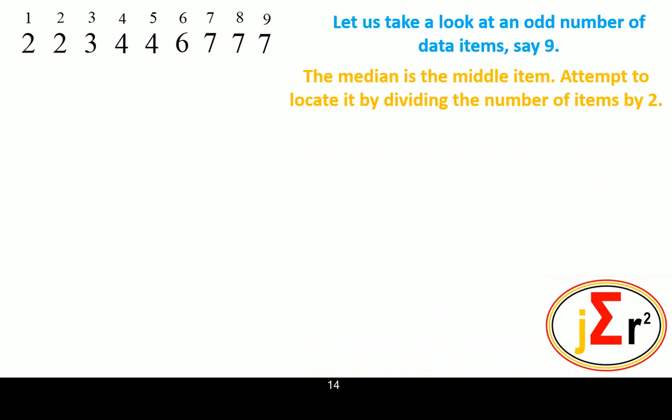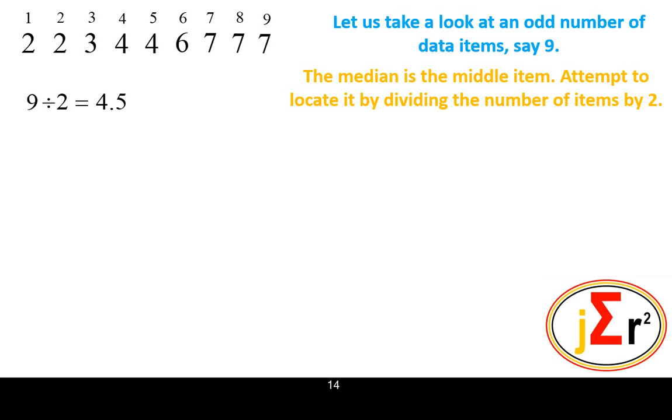The median is the middle item. Attempt to locate it by dividing the number of items by 2. So the number of items is 9. We have the numbers counting all the way up to 9. So the number of entries is 9 that we divide by 2 in order to find the middle. So the middle is 4.5.